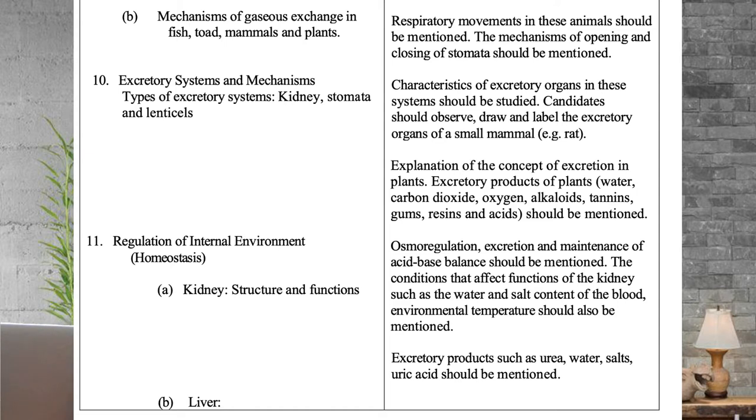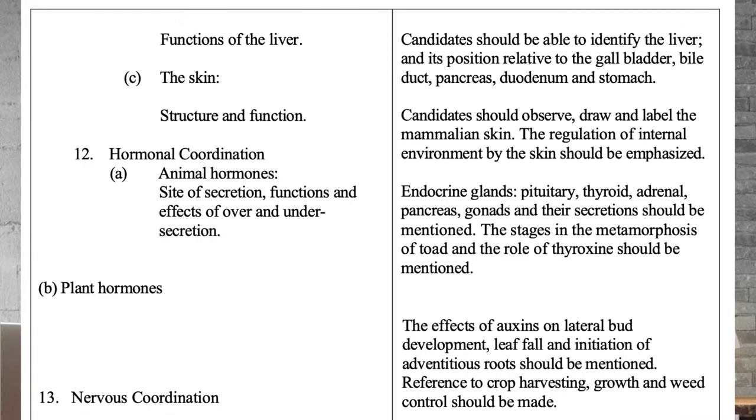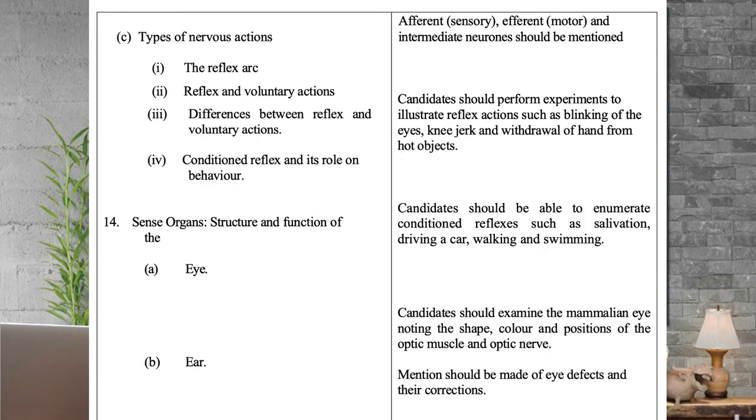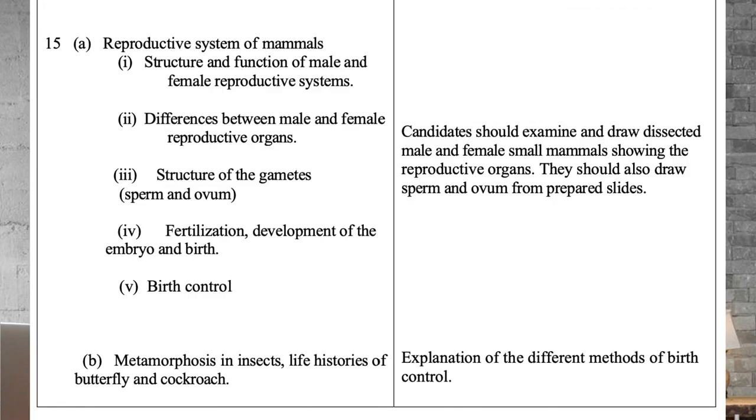Then, regulation of the internal environment. Your kidney, liver, and skin. How do they regulate your body temperature? The nervous system, your spinal cord and other peripheral nervous system. How do they work on your body to ensure that you are able to respond to stimuli? Your sense organs like eye, ear. How do they work together for you to sense things in the environment?